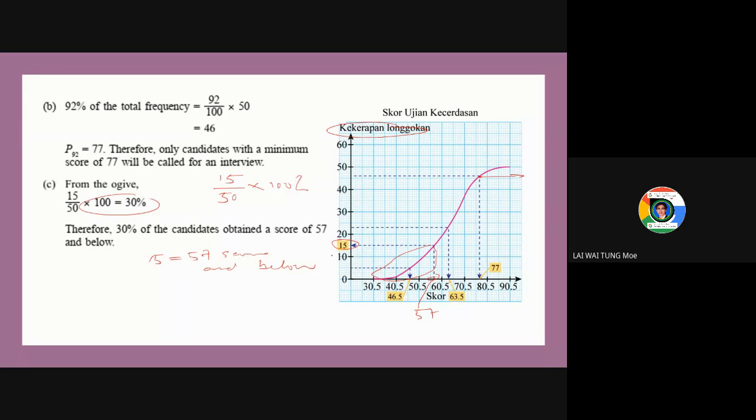So this part of the graph actually considers people who score between 30 and 57, until the point you read. This is the total number of students who get this score, because we are using the cumulative frequency. Not 15 people got 57 marks only, but 15 people got marks between 30 and 57. So you need to differentiate this. All right, that is the thing I want to highlight.